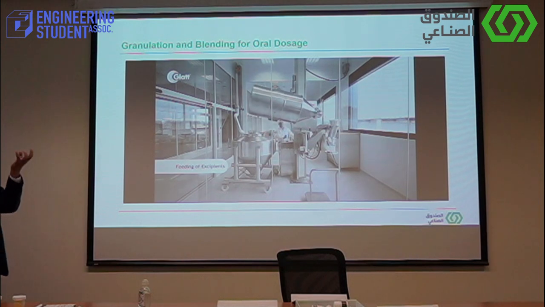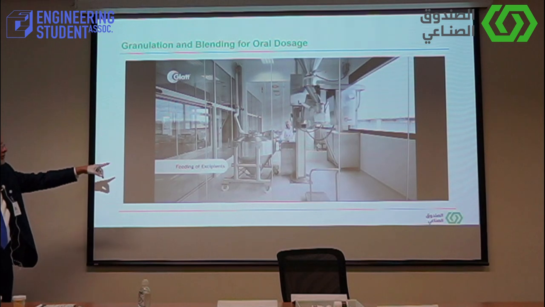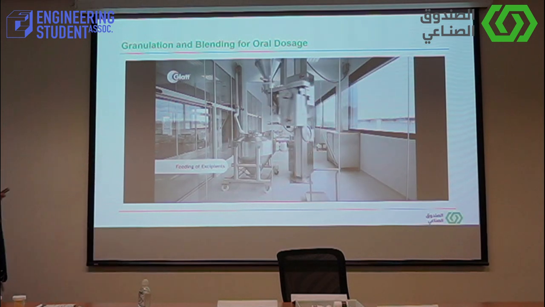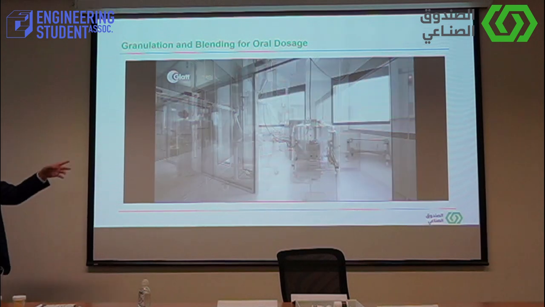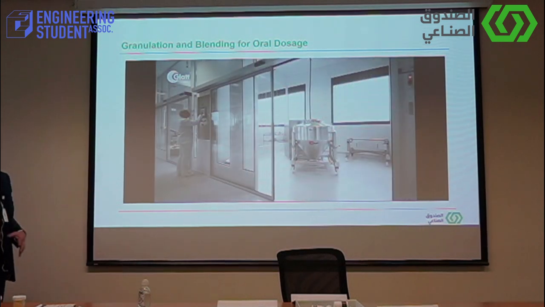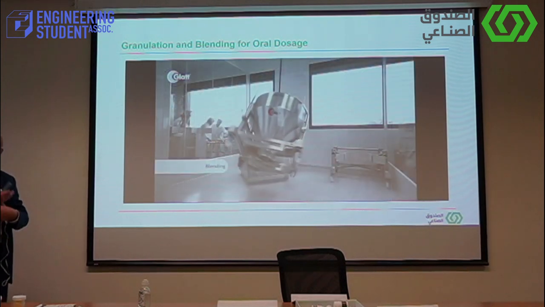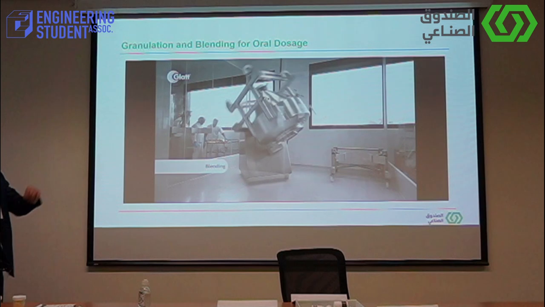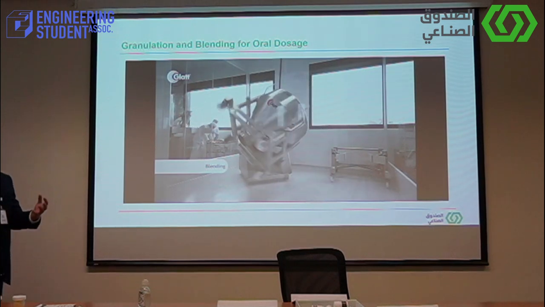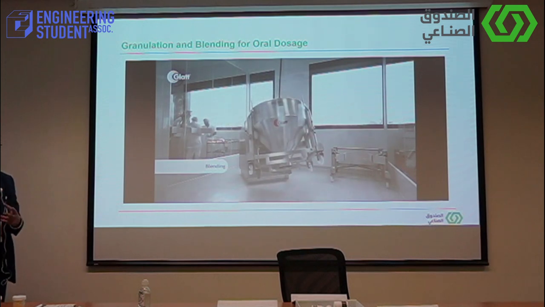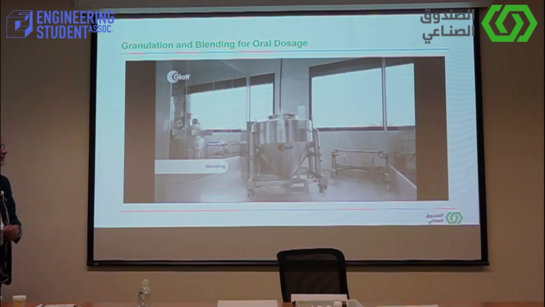So now that is done, the drying also was done, and then they take it into a blender. We saw the excipients, and that was the API which was being granulated and dried. They feed the excipients into this, and now the excipients and API are separate, so you need to mix them together. This is how they mix it together, and it's known as blending. Ultimately it goes out here.